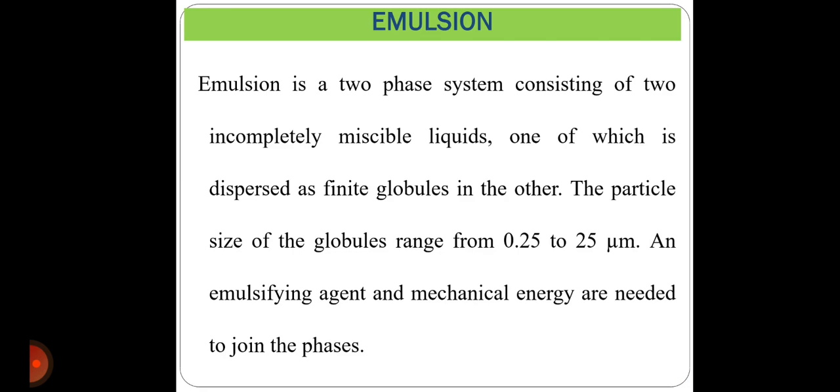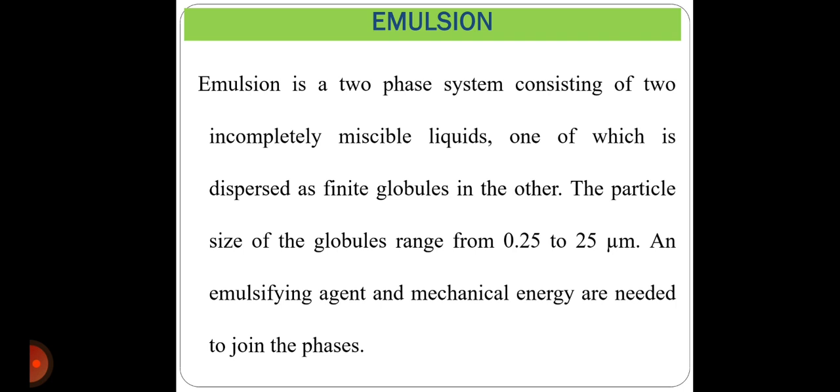Emulsion is a two-phase system consisting of two incompletely miscible liquids, one of which is dispersed as fine globules in the other. Emulsion is a two-phase system, that is, a biphasic heterogeneous system, but the difference is that it is liquid in liquid. Suspension, as we studied, is solid in liquid, but emulsion is liquid in liquid, in which one insoluble liquid is dispersed in the form of fine globules in another liquid.